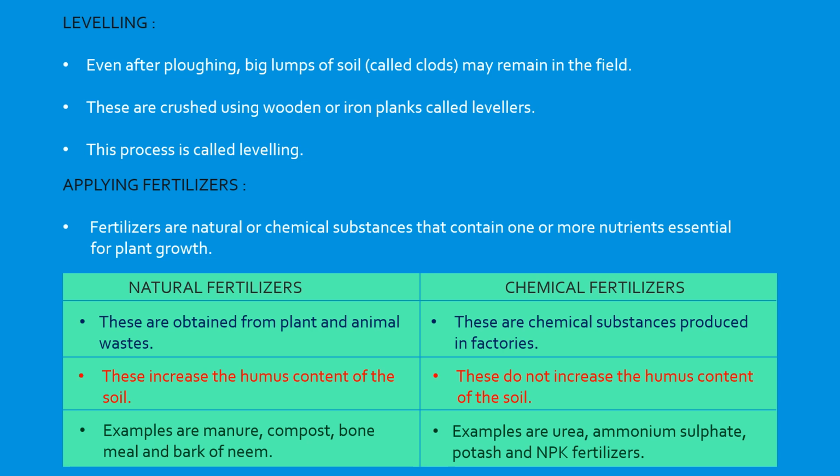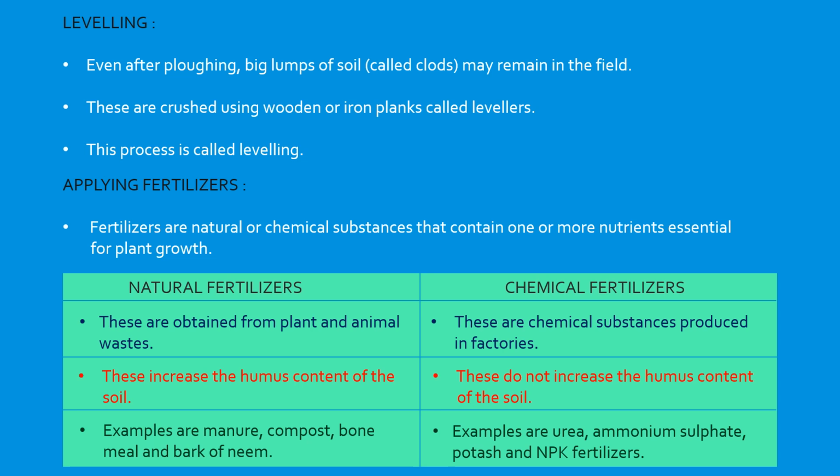Natural fertilizers are obtained from plants and animal waste, all the waste of plants and animals. Whereas chemical fertilizers are produced in factories. Natural fertilizers increase the humus content of the soil. But chemical fertilizers do not increase any humus content of the soil because they are using chemicals there.